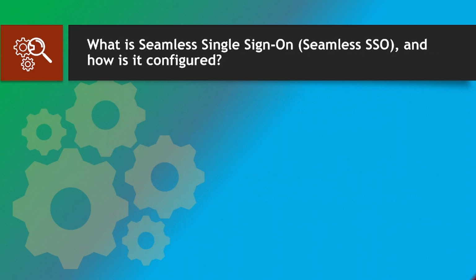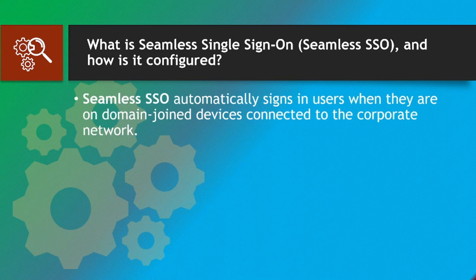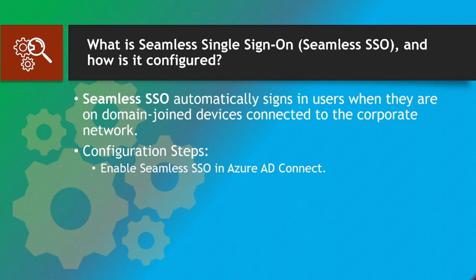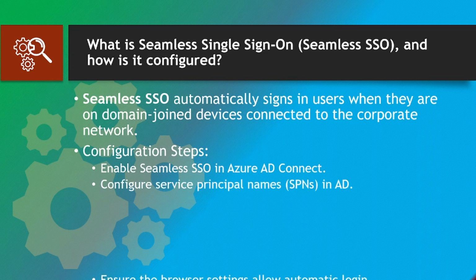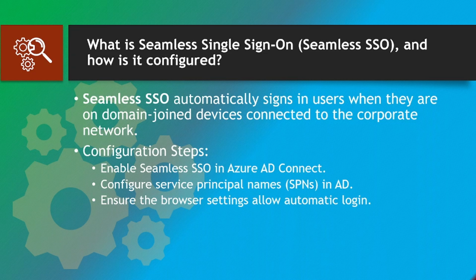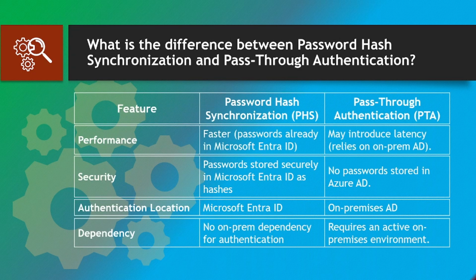What is seamless single sign-on, and how is it configured? Seamless SSO signs in users when they are on domain-joined devices connected to the corporate domain. Configuration setup, how we can do the configuration: enable seamless SSO in Azure AD Connect, configure the service principal name (SPN) in AD, and ensure the browser settings allow automatic login. So these are the steps for configuring seamless SSO.